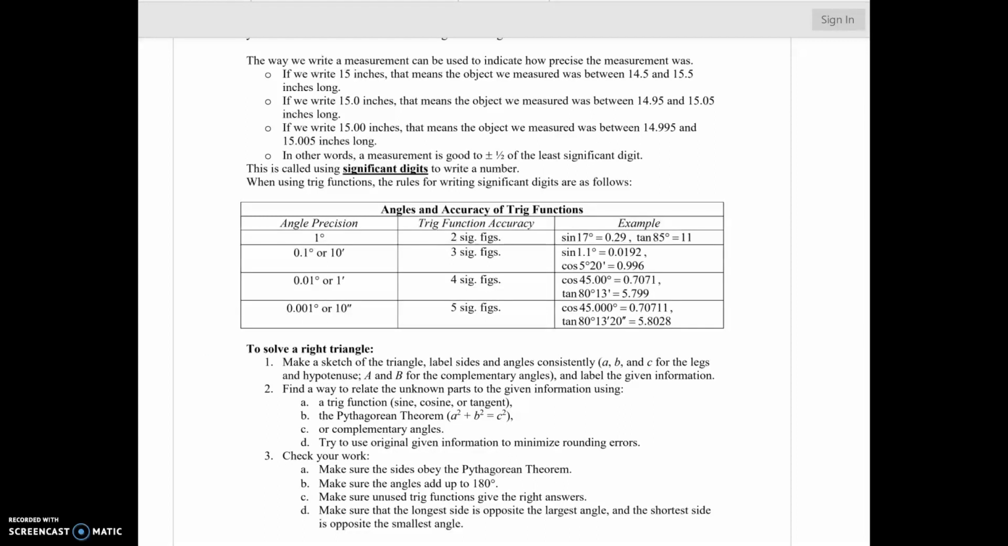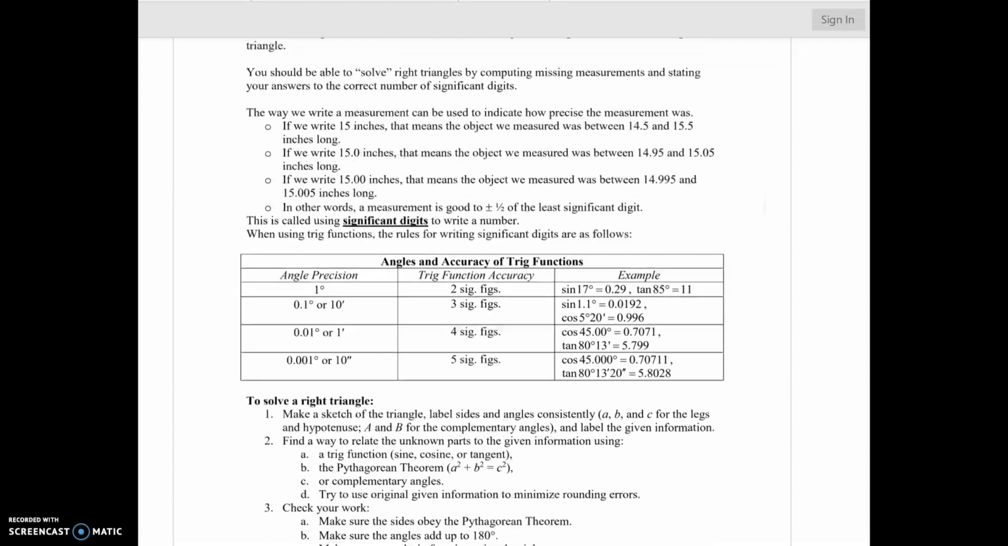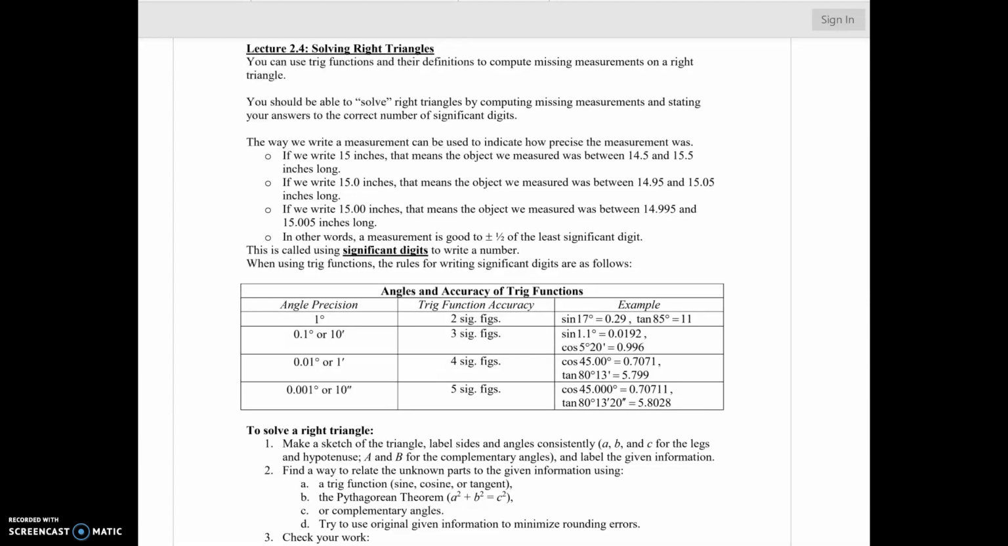As you can see, when they're asking you to have two significant digits, first of all, let's go back to this. If we write 15 inches, that means the object we measured was between 14.5 and 15.5. We can definitely write something like 15 plus or minus 0.5 inch. Same thing for this one. The difference is it's going to be plus or minus 0.05 inch. For this one, it's going to be 15 plus or minus 0.005 inch.